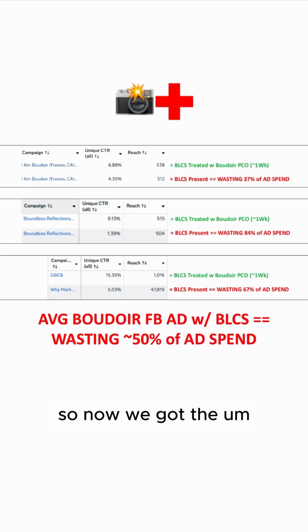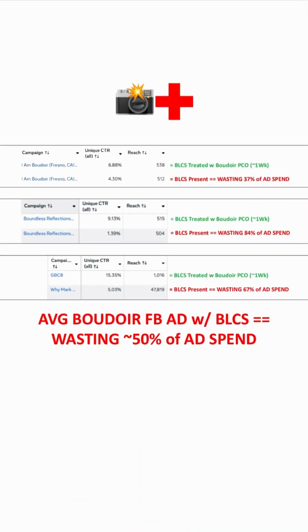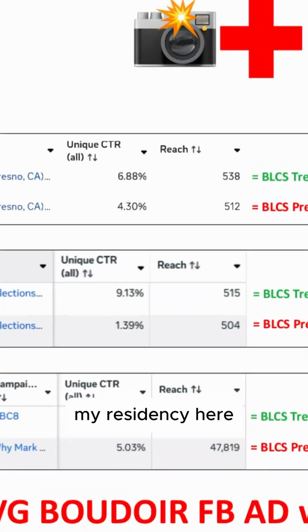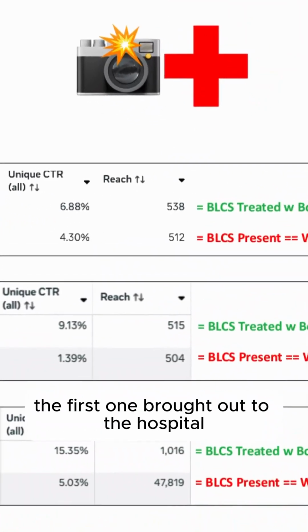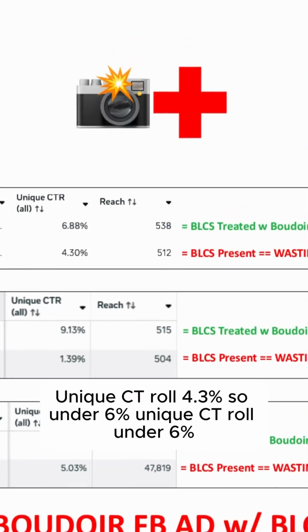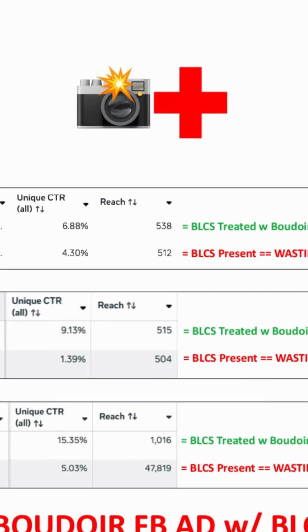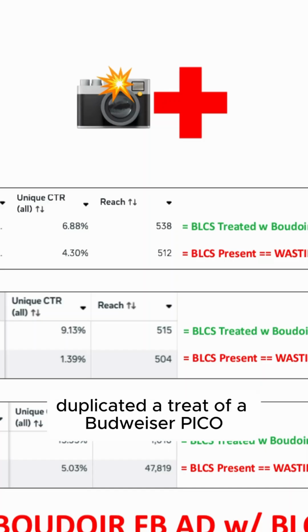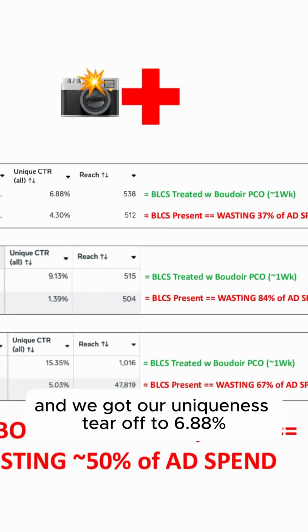So now my residency here. Found some Boudoir Facebook ads out in the wild. Tested the first one, brought it to the hospital. Unique CTR 4.3%, so under 6%. Unique CTR under 6%, we know that BLCS is present. Now, we duplicated it, treated it with Boudoir Pico. Took about a week, and we got our unique CTR up to 6.88%.